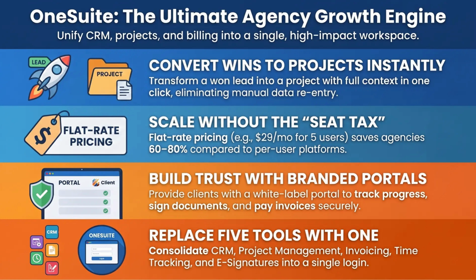The average freelancer or agency owner pays for somewhere between 7 and 11 SaaS tools to run their business. A project management tool, a separate CRM, a separate invoicing tool, a separate e-signature platform, a separate client portal, a separate email management tool, and a spreadsheet stitching the data between all of them. OneSuite is the argument that this is unnecessary. This full playlist is the proof.